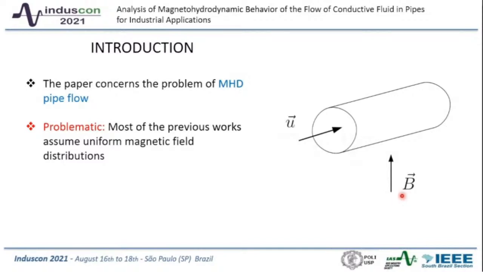In the MHD pipe flow, the relative movement between the fluid and the applied magnetic field generates induced currents, which in turn reduce flow velocity by means of Lorentz forces. A problem of the previous works in literature covering this topic is that most of them assume a uniform magnetic field distribution, which is an idealization because such a field does not actually exist in the real world.